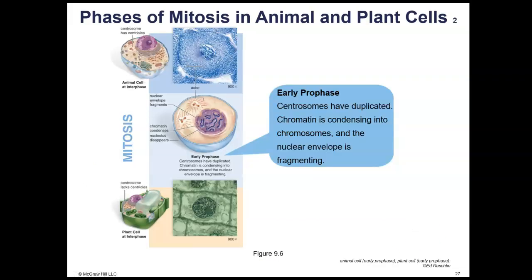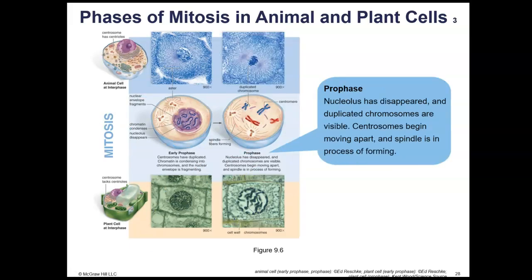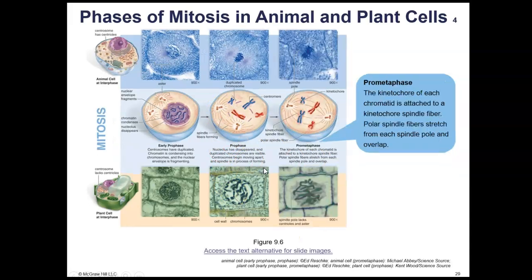And then this is basically the notes of every phase. In early prophase, centrosomes have duplicated, so you have two centrosomes. Chromatin is condensing into chromosomes. Nuclear envelope is fragmenting. By prophase, the nucleolus has disappeared. Duplicated chromosomes are visible. You can see them as darkly stained rod-shaped structures in the animal and the plant cell. The centrosomes begin moving apart, and the spindle is in the process of forming.